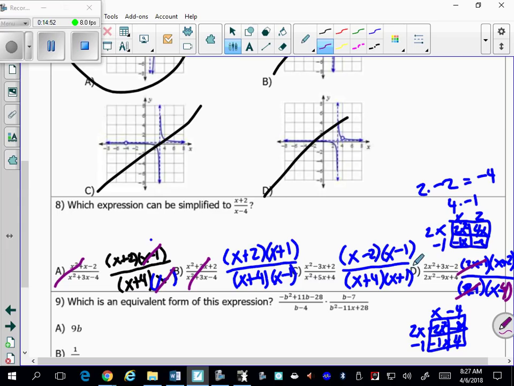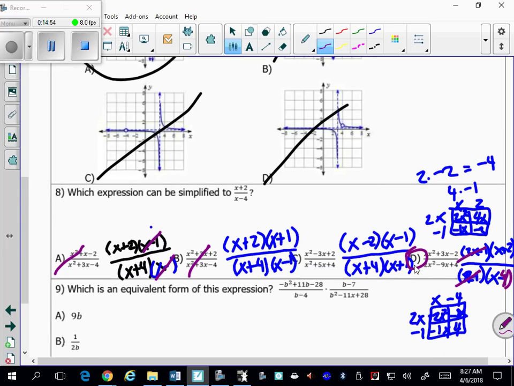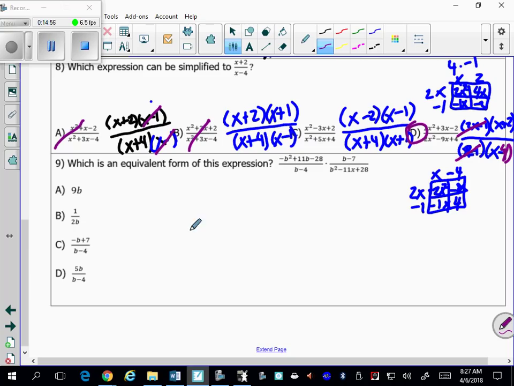Moving on, which is equivalent to the form of the expression here. So we look to factor the numerator. First, if the first term is negative, always factor out a -1, so then the squared term is positive. When you do that, it makes it a lot easier to factor.